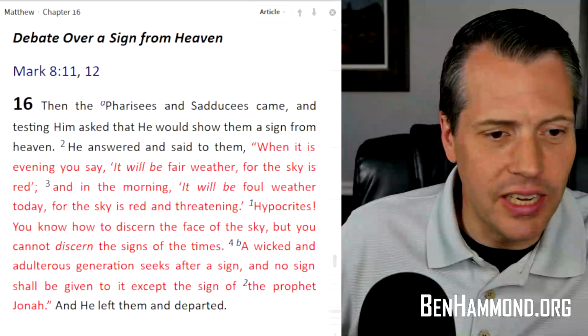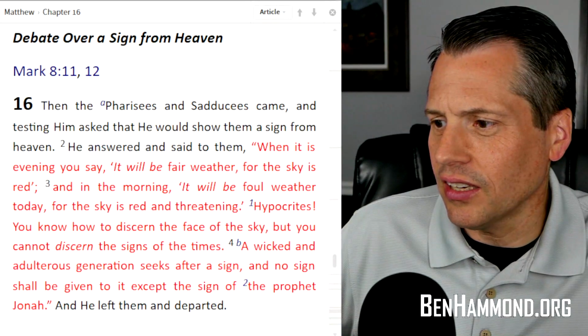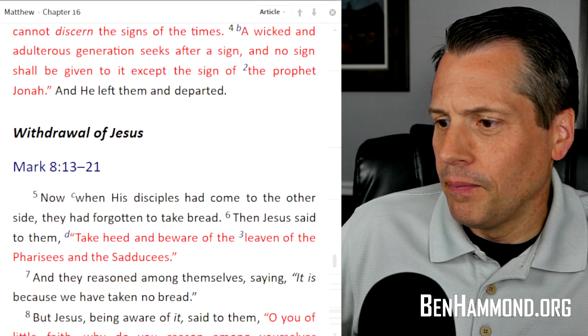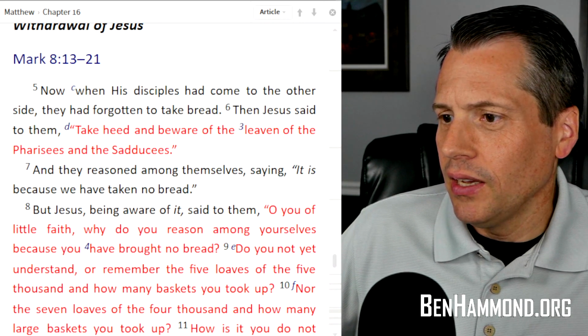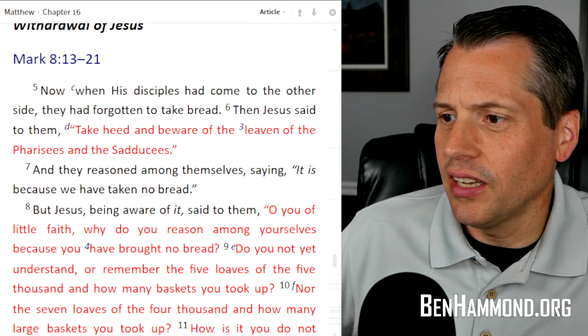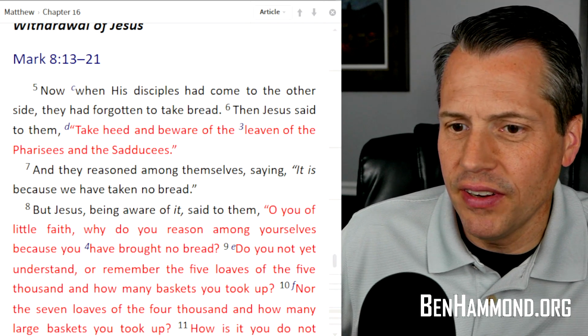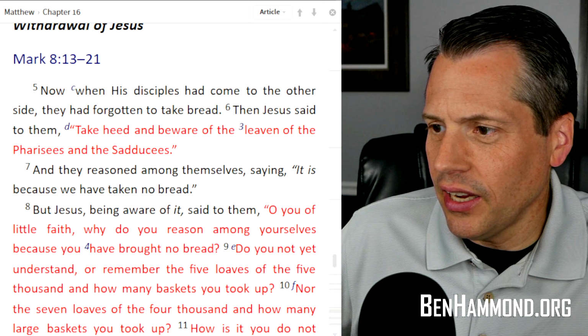I want to actually take you to a place where Jesus used this example. It's over in Matthew 16, and we're going to start in verse 6. Matthew 16 and verse 6. He's talking to his disciples about the scribes and the Pharisees. He says, "Then Jesus said to them, take heed and beware of the leaven of the Pharisees and Sadducees."